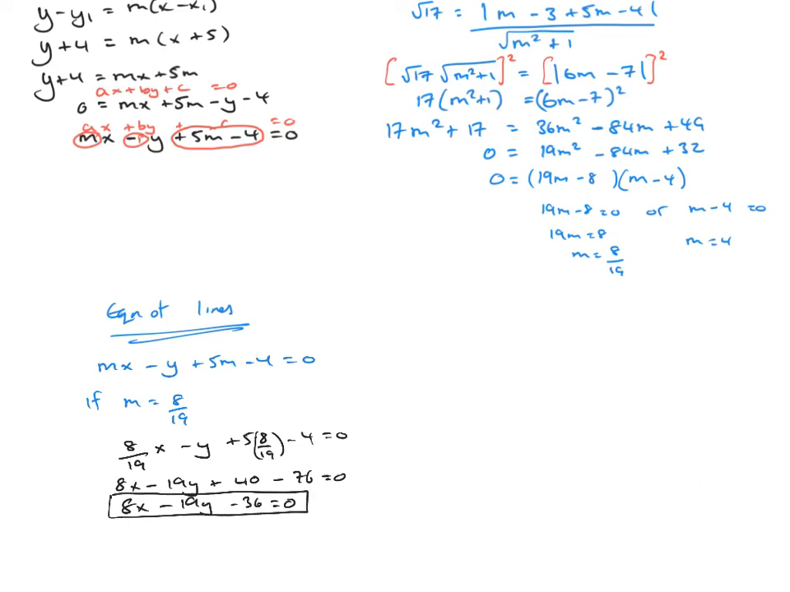And that there is our first equation. For the second one, just go up to the side here. If m is equal to 4, this should be a little bit easier. What we have is 4x minus y plus 5 by 4 minus 4 is equal to 0. Again, all I've done is put 4 into this formula here for m. Okay, tidy it up a bit. We get 4x minus y plus 20 minus 4 is 16 is equal to 0. And we are done.